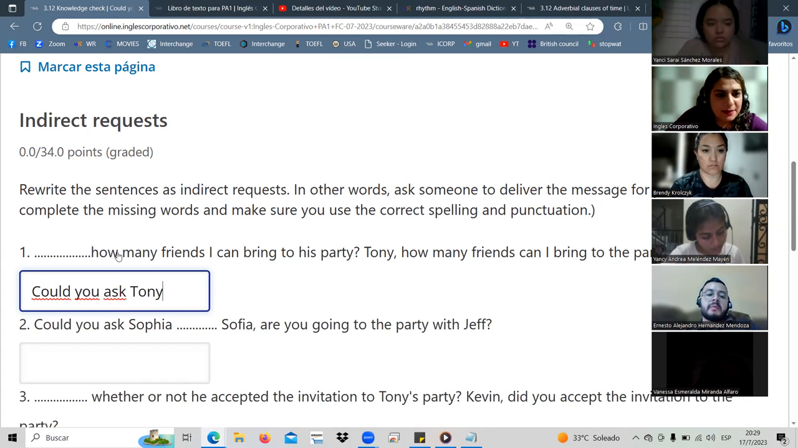Y ahí está lo demás, ¿verdad? How many friends can I bring to the party? Do you know if, do you know whether we need to write the complete answer or not? No, it's not necessary, right? It's not necessary. Good job.